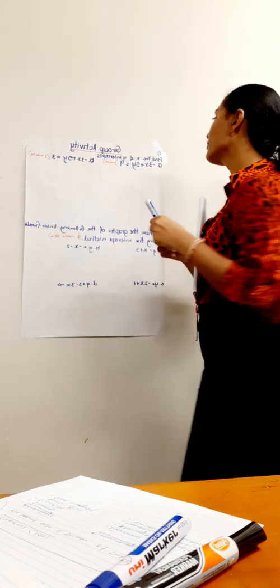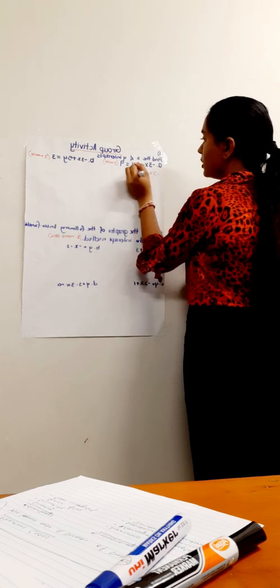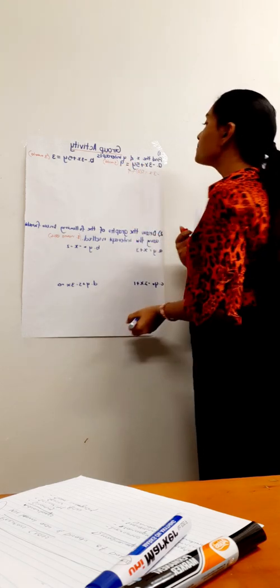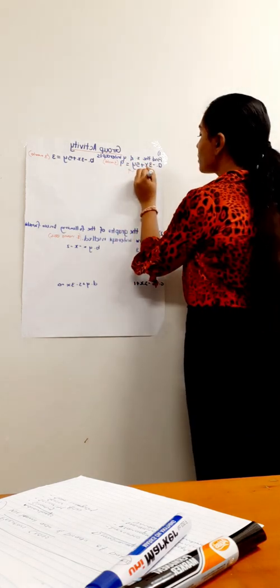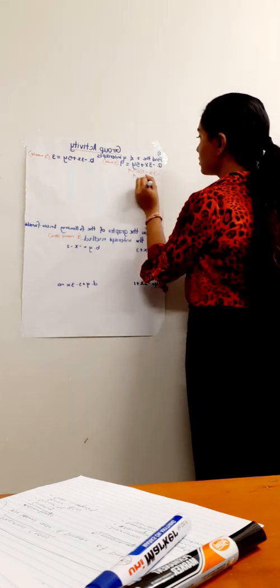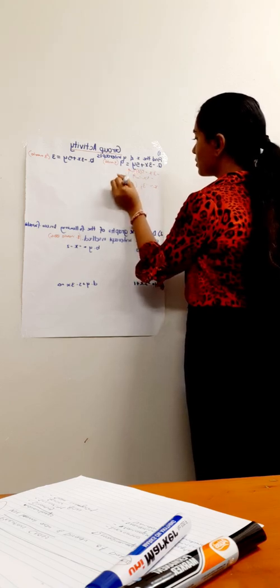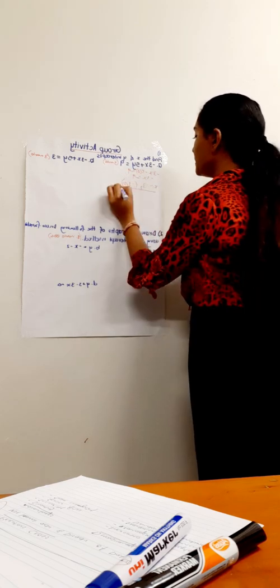Negative 3x minus 5 into 0 is equal to 9. Right. Then negative 3x is equal to 9. Right. Then x is equal to negative 3, which is in coordinate form negative 3, comma 0. Very nice. What's your y-intercept?